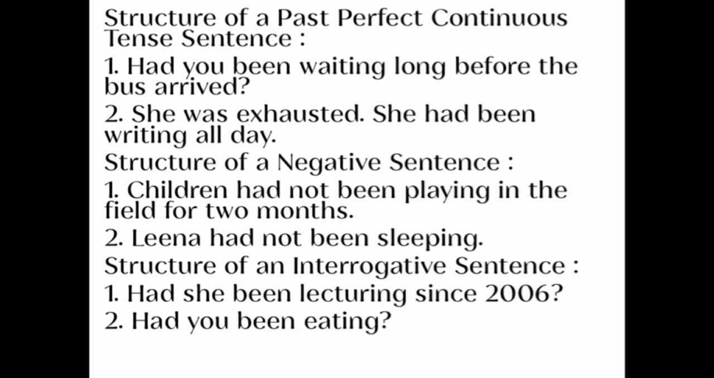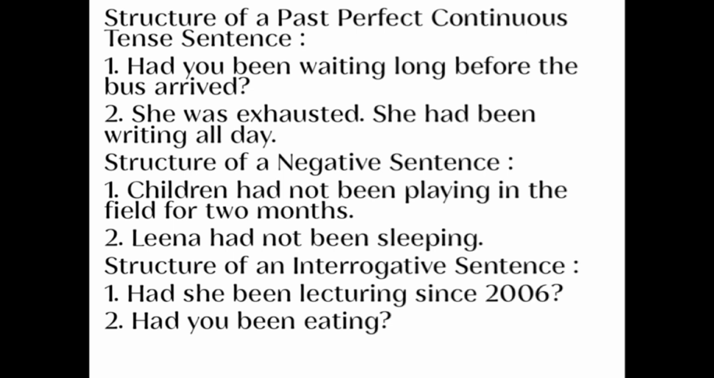Structure of a negative sentence. It includes subject plus auxiliary verb had not been plus present participle plus object plus time reference. Children had not been playing in the field for 2 months. 2 months is the time reference. Had not been is an auxiliary verb. Lena had not been sleeping. So had not been is an auxiliary verb. Had describes that for quite a few hours or quite a long time she has not been sleeping.